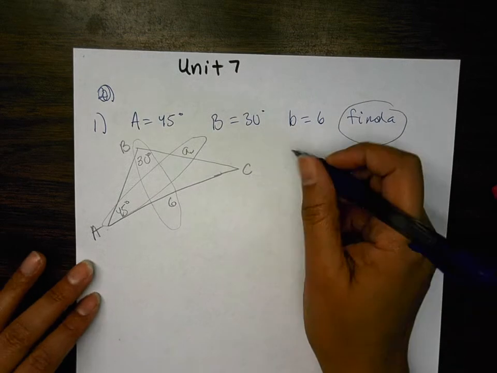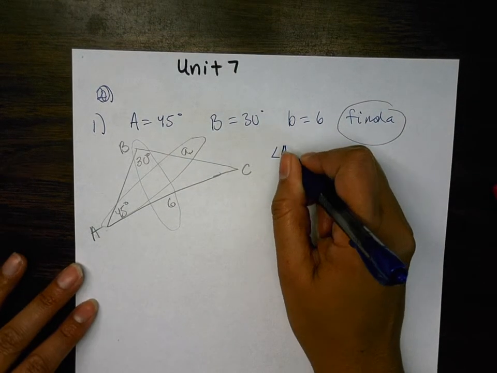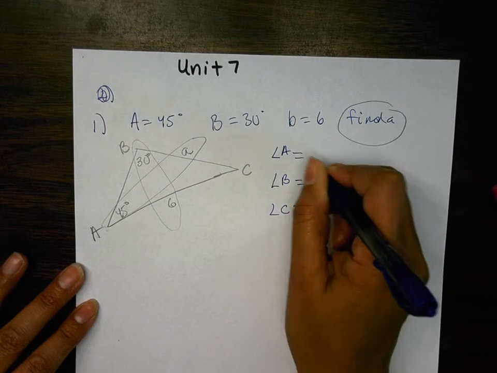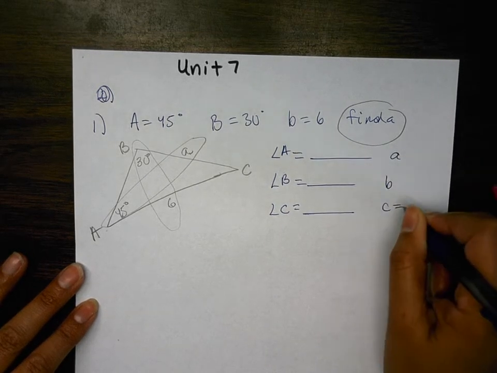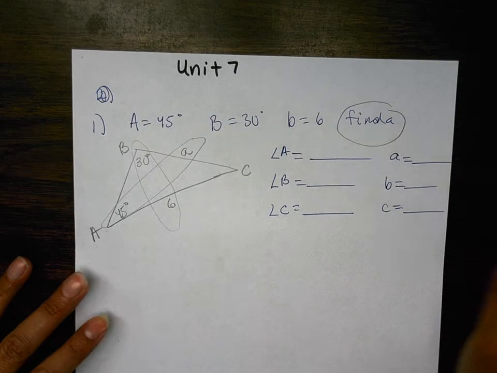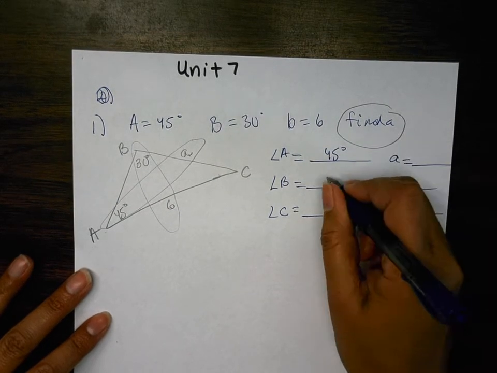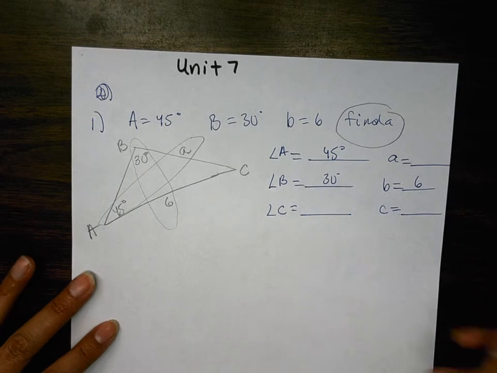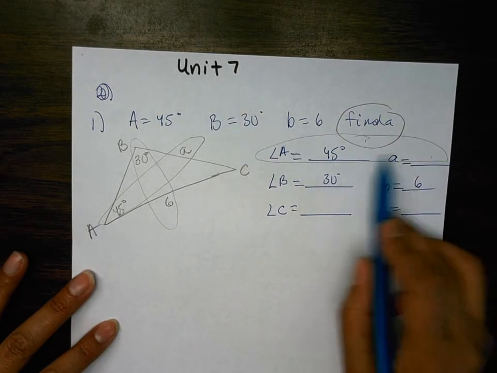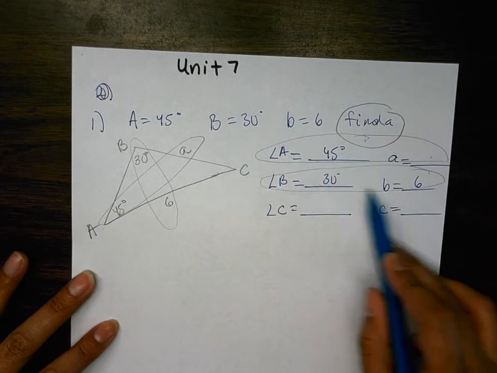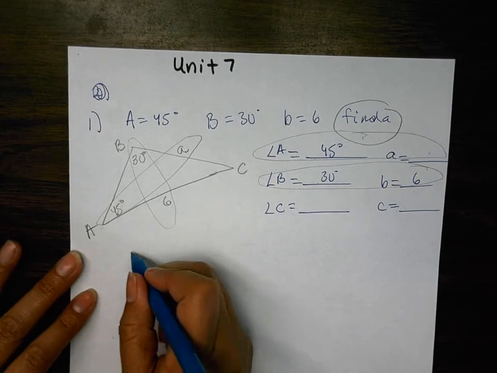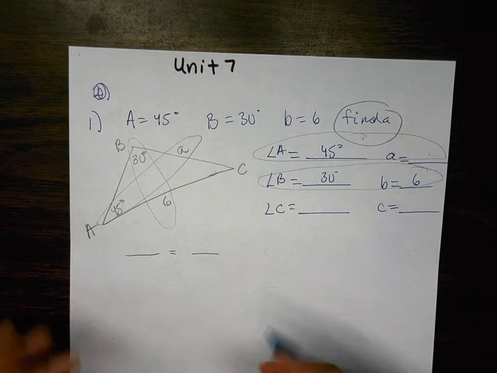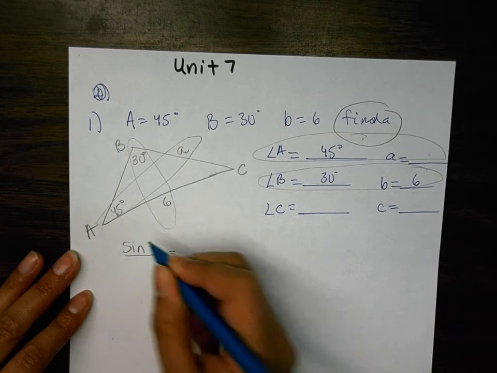Just because I did it a lot back when we did this unit, I will do it here. A, B, C. You don't have to do all this stuff anymore unless it helps you. Little a, little b, little c. A is 45, B is 30, little b is 6, and we're looking for A. We know angle B, and we know its side. It does not matter if you put sine at the top or the bottom as long as you're consistent. We typically did sine at the top.